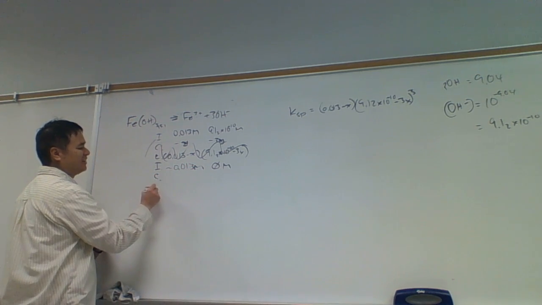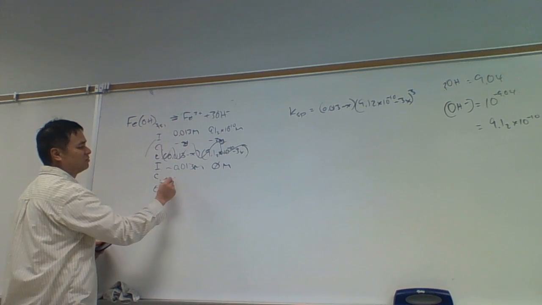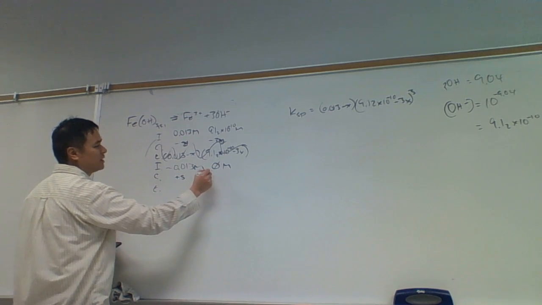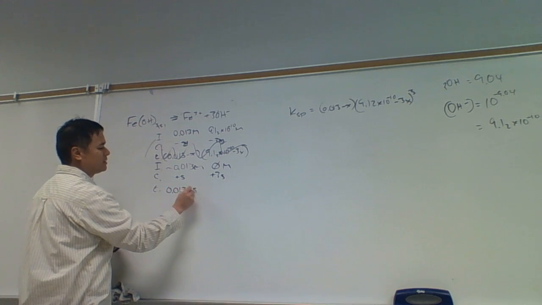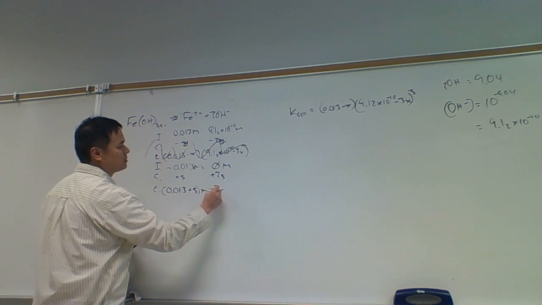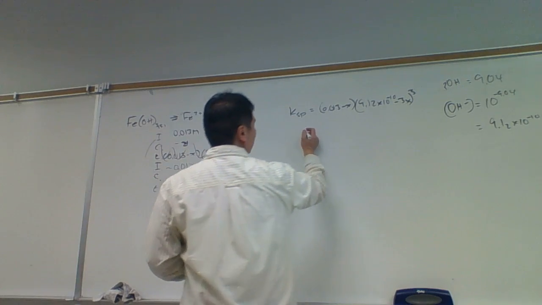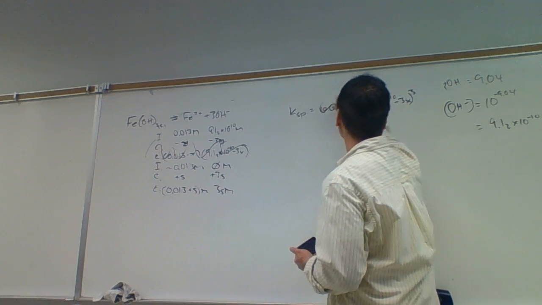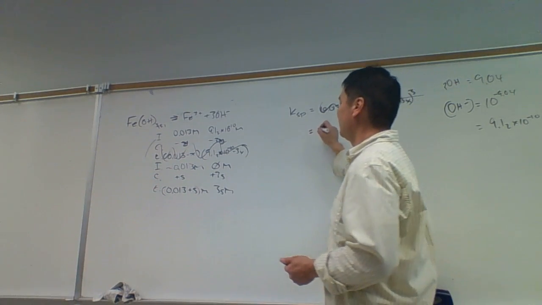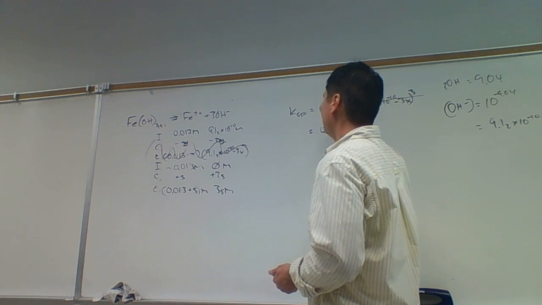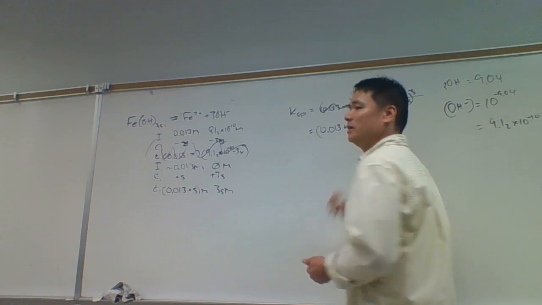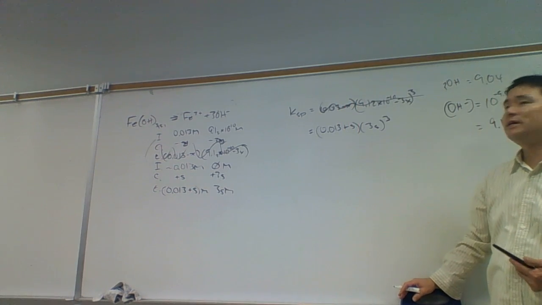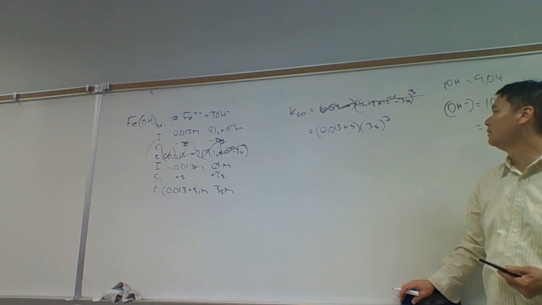All right, now we do the change. The change is going to go to the right, so it's going to dissolve. So this is going to be plus S, plus 3S. At equilibrium, we're going to have 0.013 plus S molar and 3S molar here. So the KSP, rather than having this expression, is going to be 0.013 plus S times 3S, quantity cubed. Now this looks a lot easier, I think.